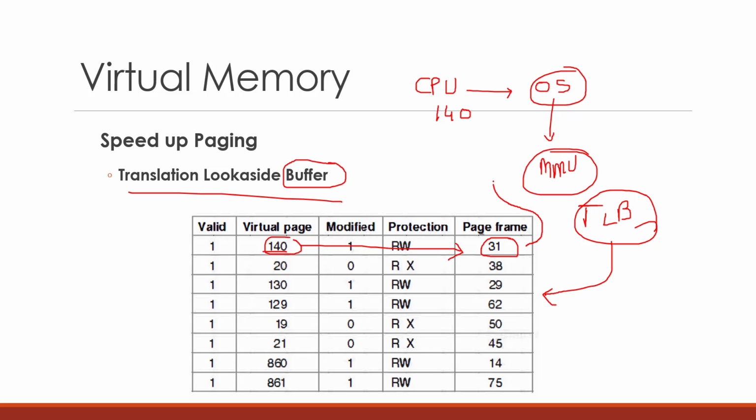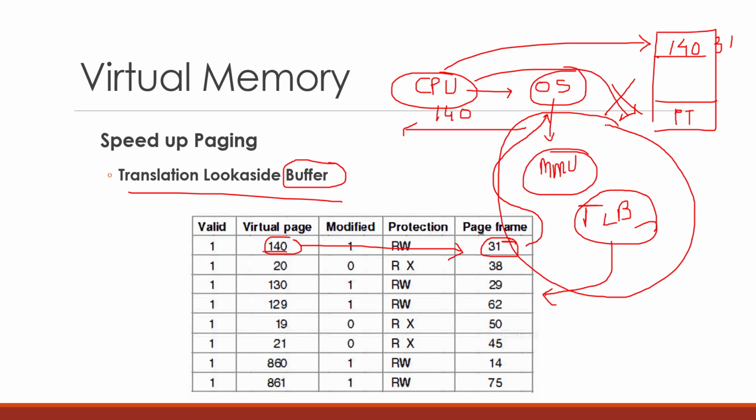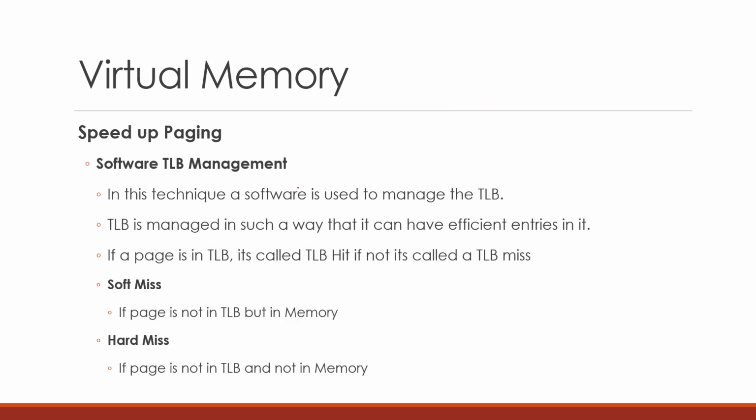This page frame information will be given back to the operating system, and the operating system will give this information back to the CPU, and the CPU will go to the memory at location number 31 and fetch from there page number 140, right? So one CPU cycle of fetching the page table has been reduced now. It doesn't have to fetch the page table from the memory first, give it back to the operating system and MMU, and get that information. This whole information is now available in the TLB, the translation look-aside buffer. And since it's a register, it's very fast. So this is how we can speed up our paging using the translation look-aside buffer, right?